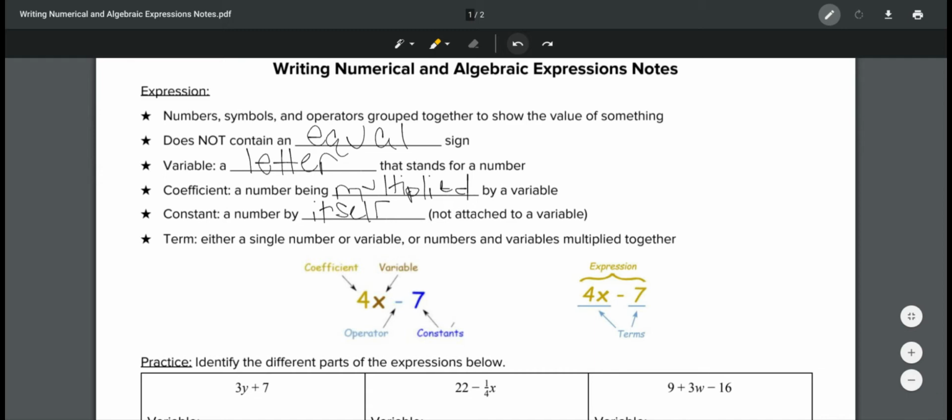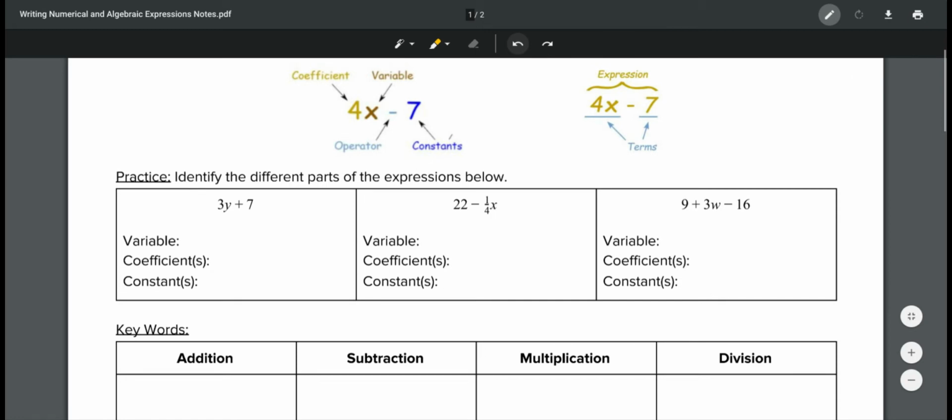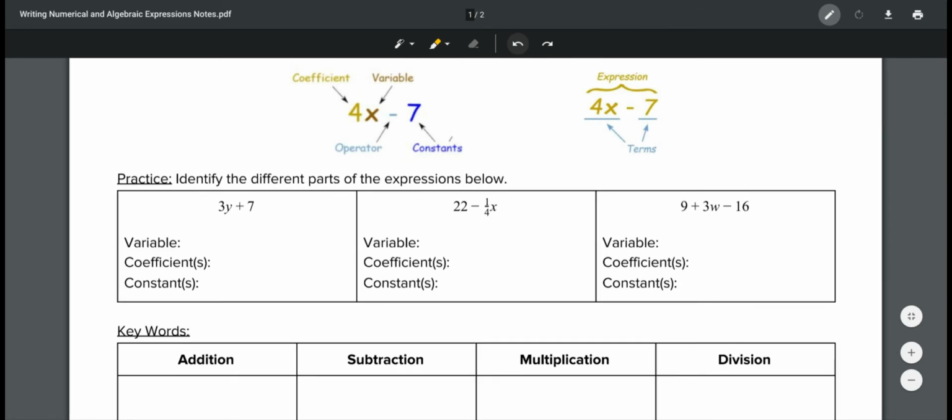So I know this is kind of confusing, but we're going to go through and do some examples together. So we've got to practice identifying the different parts of the expression below. Use that picture above to help you. In my first one on the left there, I have 3y plus 7. First thing's easy, the variable. That's your letter. So in this one, your variable is going to be the y. The coefficient is always what's next to the variable. It's being multiplied by the variable. So in this one, since I have 3y, that really shows 3 times y. So my coefficient is the number 3. And last, my constant is the number all by itself.